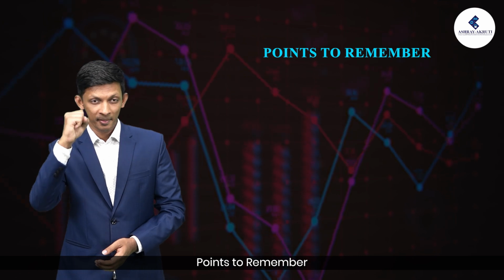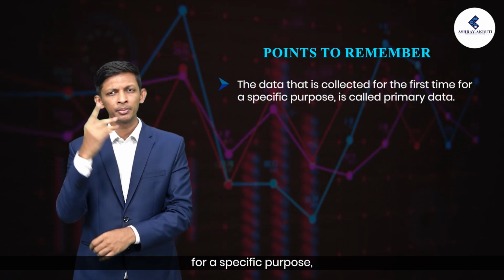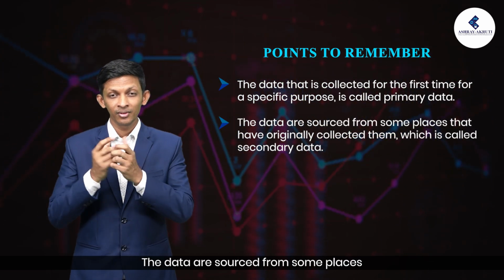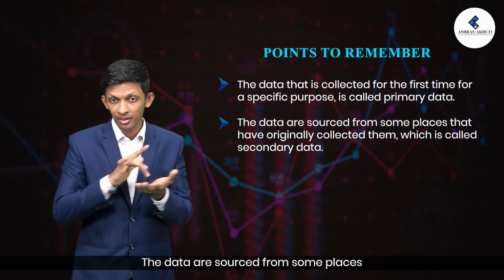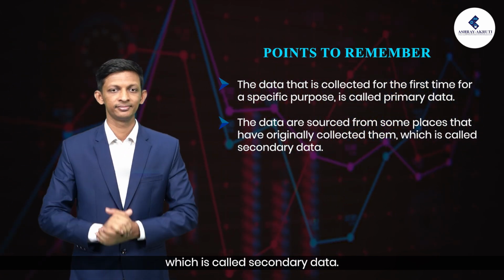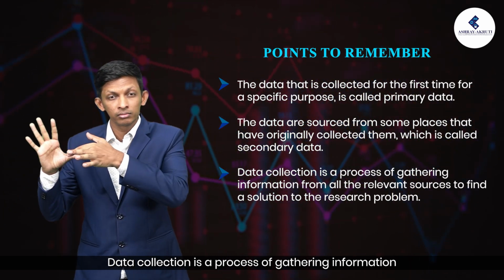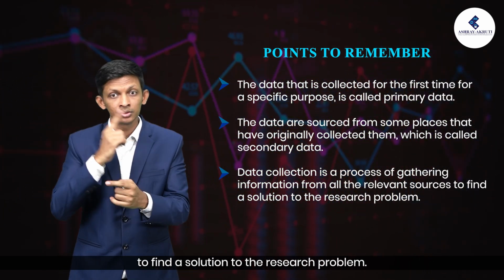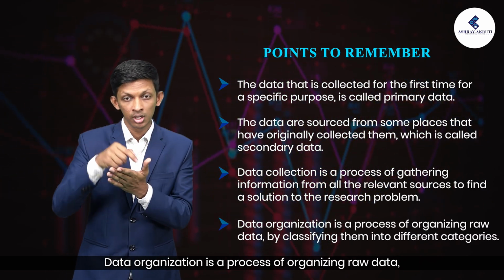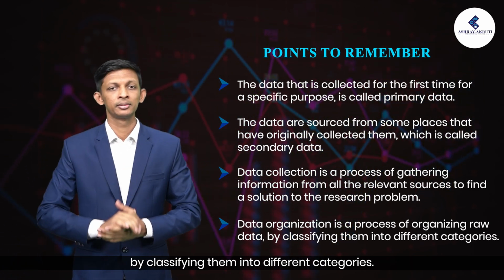Points to remember. The data that is collected for the first time for a specific purpose is called primary data. The data sourced from some places that have originally collected them is called secondary data. Data collection is a process of gathering information from all the relevant sources to find a solution to the research problem. Data organization is a process of organizing raw data by classifying them into different categories.